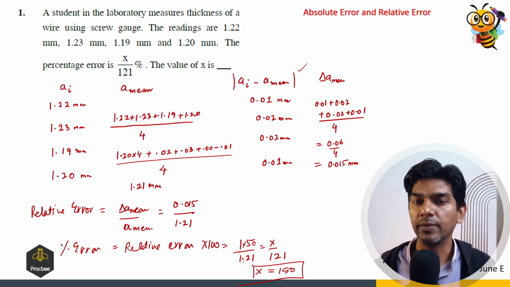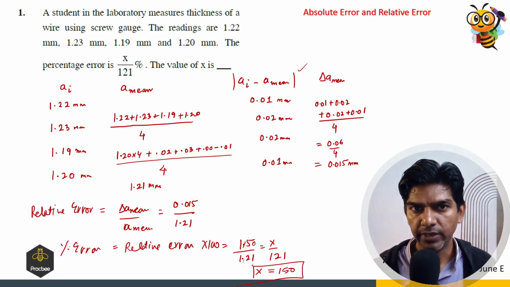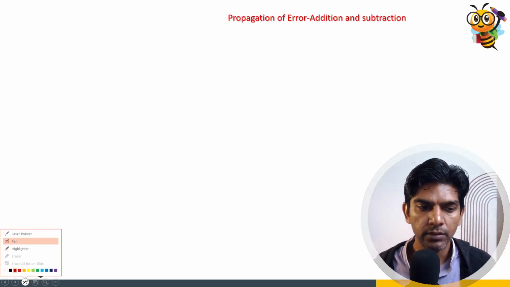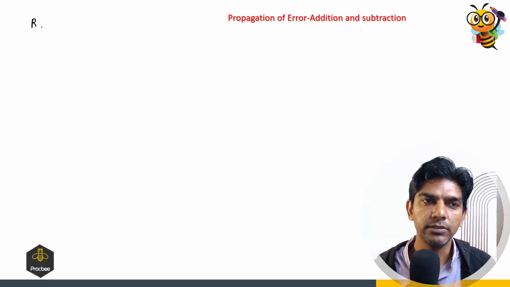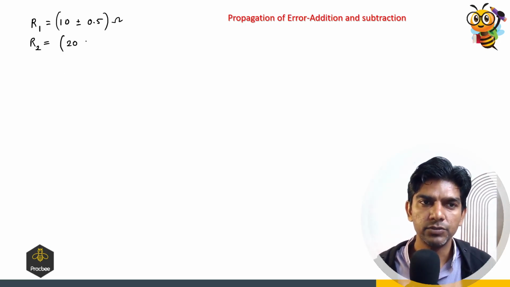I hope the concept of absolute error, mean absolute error, and percentage error is clear to you. Now let us move to the next problem type, which is based on the propagation of error. In case of addition and subtraction, let me take an example. Suppose we are given a resistor R1, it is 10 ohms, and there is an error of say 0.5 ohms. And we are given R2, another resistor, resistance is 20 ohms and the error is, let us say, again 0.5.